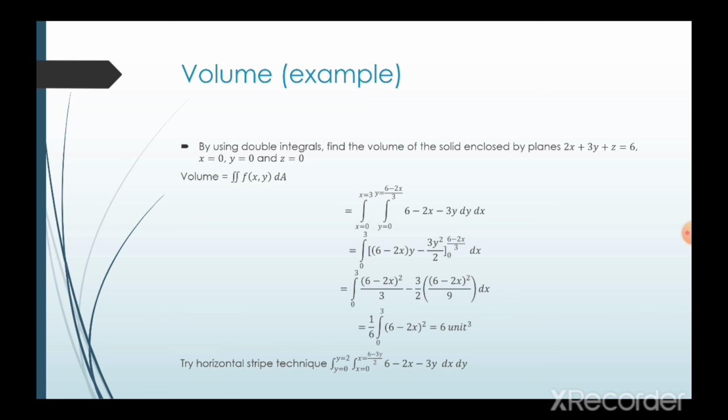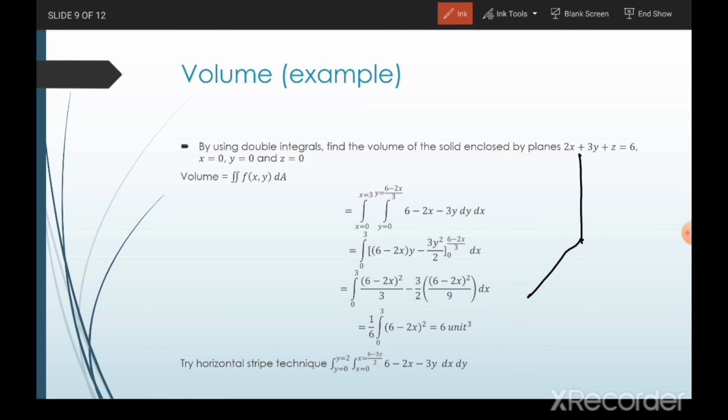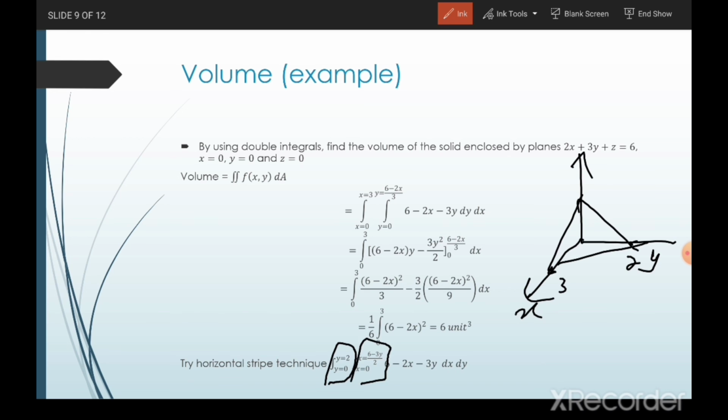If you use the horizontal strip technique, you need to change the dx, dy, and also the interval. Okay, if you use the horizontal strip technique, you need to find the point for y equal to 2. So the interval for y is between 0 and 2. Okay, the interval for z, that is the equation.